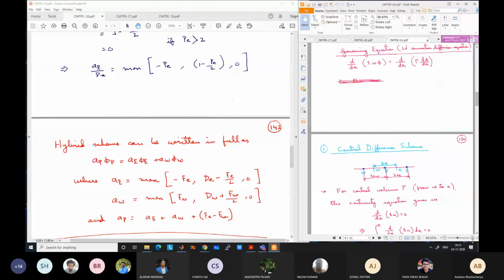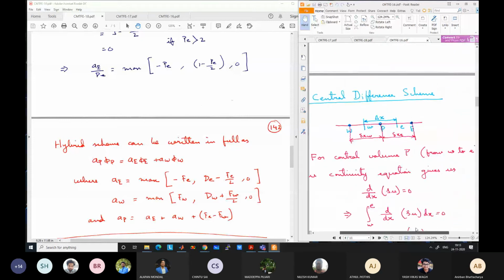If I have a grid structure like this, we know that if the flow is strong from the left hand side, W should have a strong influence. So strong flow from the left hand side means high positive values of Fe and Fw. If Fe is strongly positive, the maximum of minus Fe will be negative. D minus Fe by 2 will also become negative because Fe is very strongly positive. So minus Fe is strongly negative. It will overcome D. So ultimately AE will be equal to 0. And that is what we expect, that if flow is strongly from the left hand side, this grid point E should not have any influence on P.